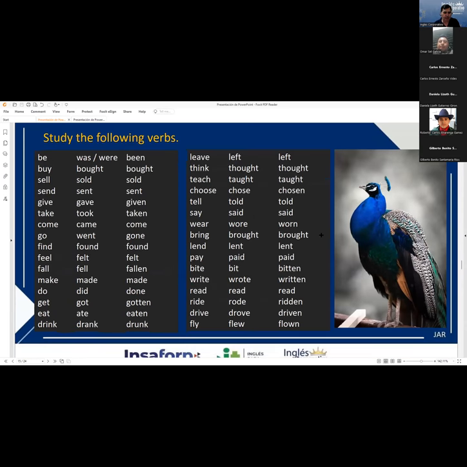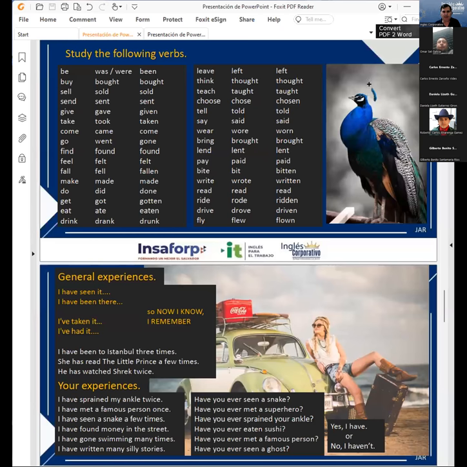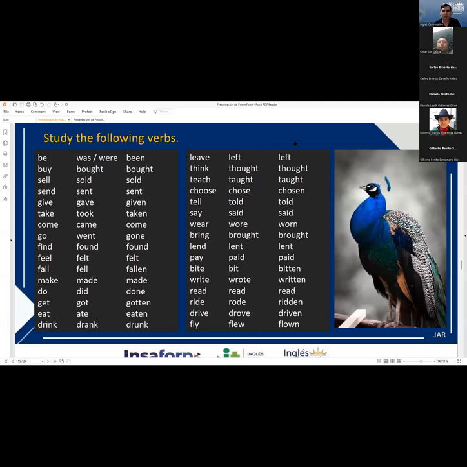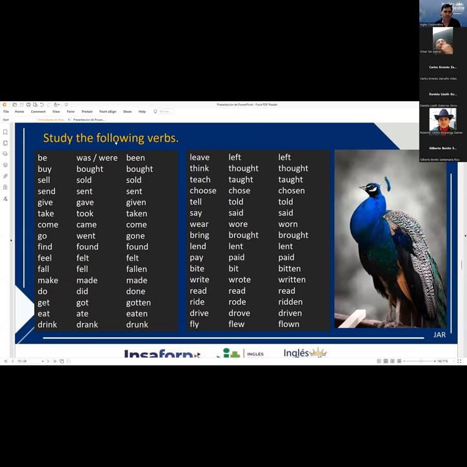Let's see. These are some of the verbs and the ones that we use. You remember? Okay. The ones that you use, these are the ones that you're going to be using. This one, or this one. If you notice, some are the same in the simple past and in the past participle.